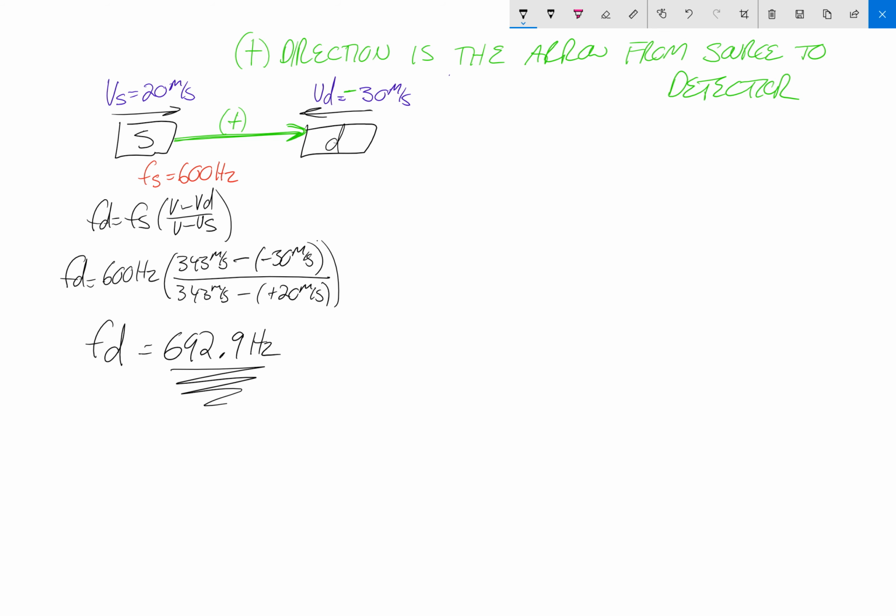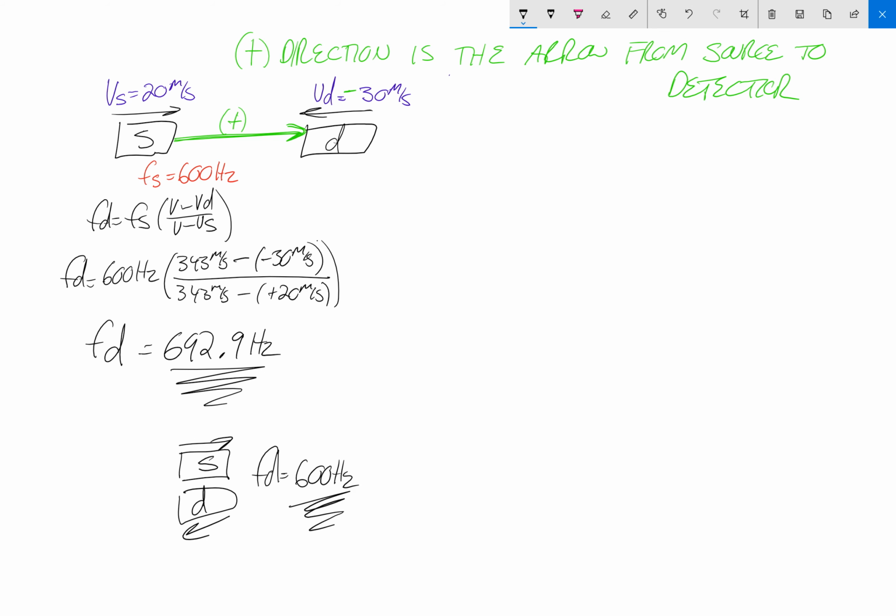Another scenario. Let's say it's the moment the two cars pass each other. You've got the source going east, you've got the detector going west. There is no math that you need to do here. Conceptually, the frequency is higher as the object approaches you and lower after it passes you, so there's a moment where it's the same frequency, and that's the moment they pass each other. You don't have to do any work. The frequency detected is 600 hertz. No work needed to be done.